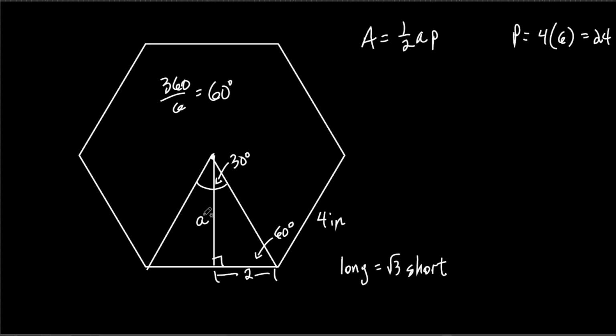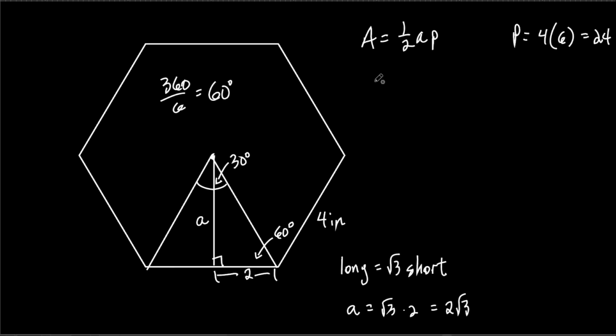All right? So A is the long leg, right? It is the square root of 3 times the short leg. What's the short leg on this triangle? 2. It's 2. But I don't write it square root of 3 times 2. How do I write it? 2 square root of 3. So now I know the apothem.